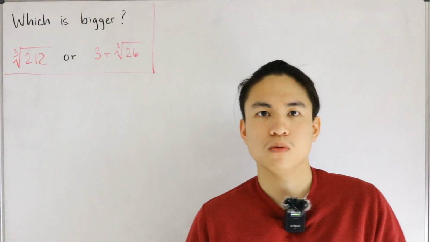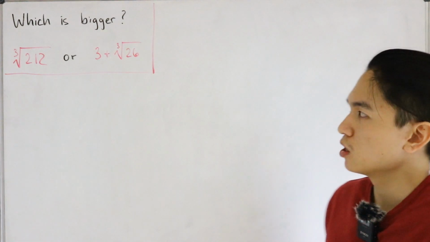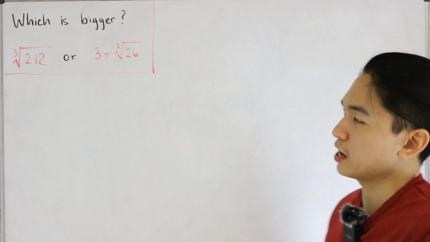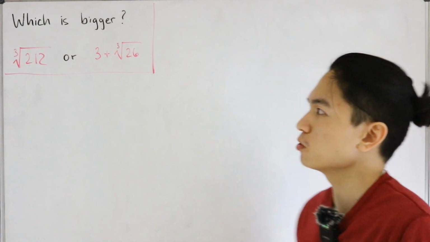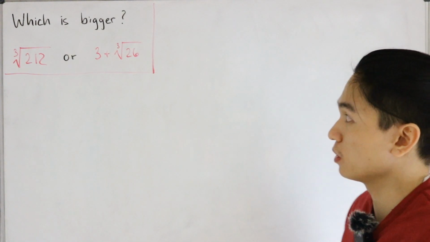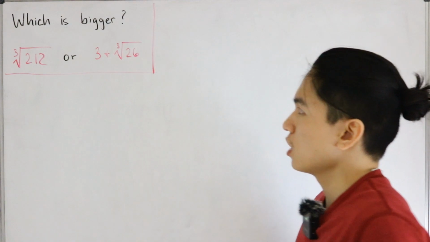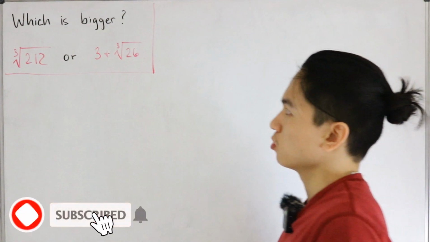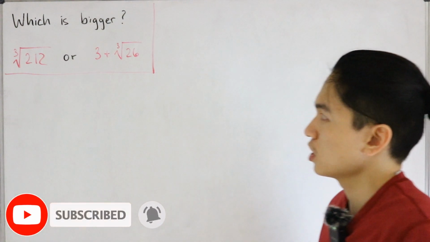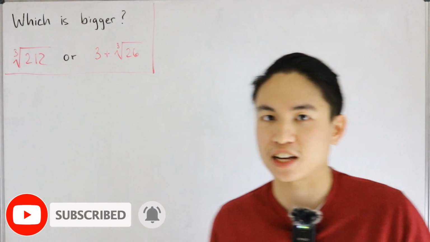Okay, so we'll go back to another video. It's been a while since we last covered a number comparison video. We have two numbers in the form of cube radicals. Which is bigger, the cube root of 212 or 3 plus the cube root of 26?